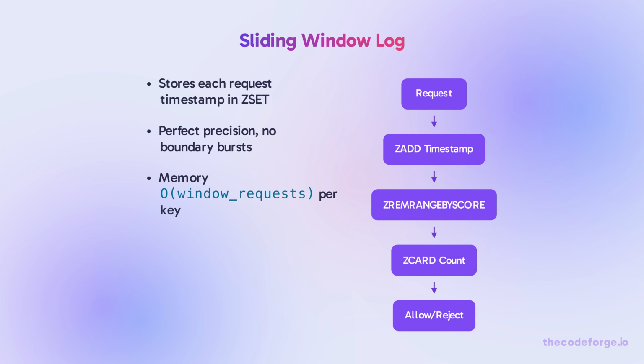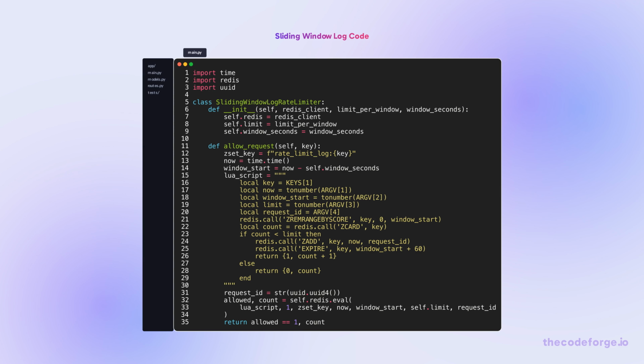The sliding window log stores a timestamp for each request in a sorted set. It provides perfect precision, but memory grows with request volume. At 1,000 QPS, a 60-second window stores 60,000 entries per key. This implementation uses a Lua script to atomically remove old entries, count remaining, and add the new request.